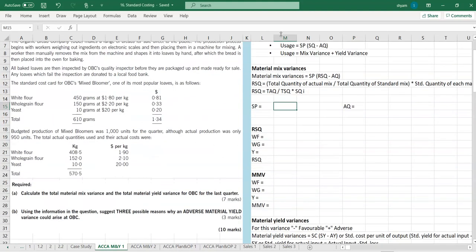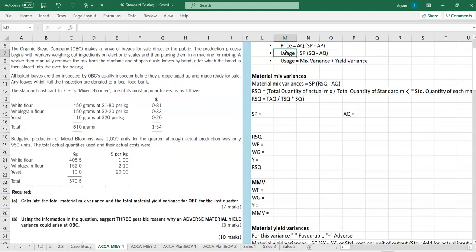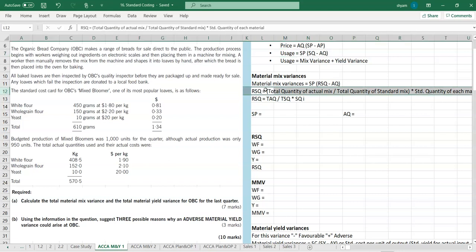So we'll start from material mix variance. The material mix variance formula is this: material mix variance equals, it's almost the same as usage variance. If you take usage variance, it is SP into SQ minus AQ. Here it is SP into RSQ minus AQ. So only the RSQ is the different part. It is not standard quantity, it is something new. RSQ is called revised standard quantity.